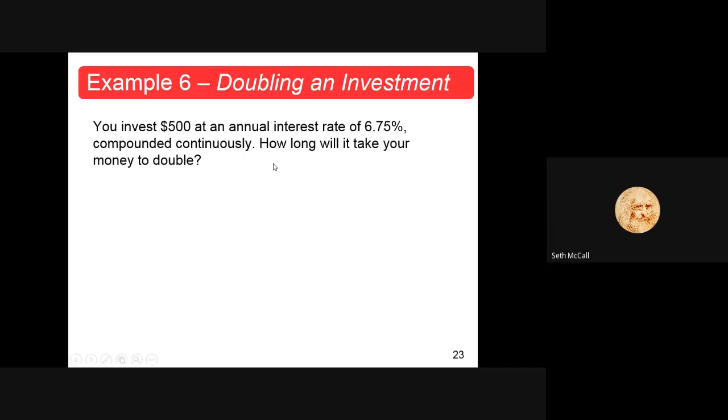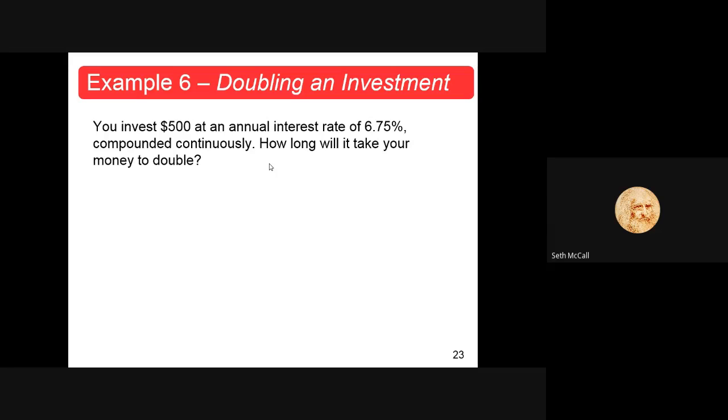Today, we're going to talk about some applications of logarithms, kind of similar to what we did in the last section. These ones, though, I think are actually a little easier to understand than the last word problems from 5.3. So let's get started. The first problem we're going to look at is about doubling an investment. It says you invest $500 at an annual interest rate of 6.75%, compounded continuously. How long will it take your money to double?